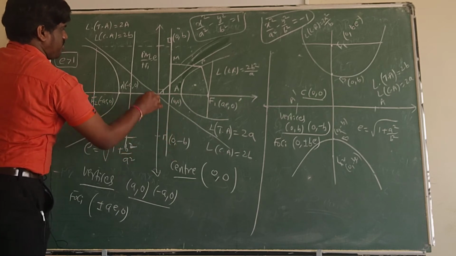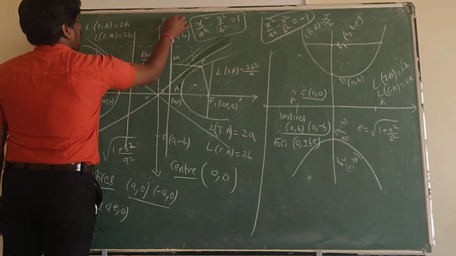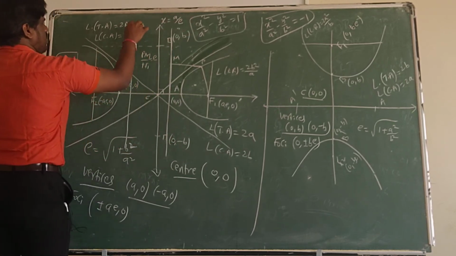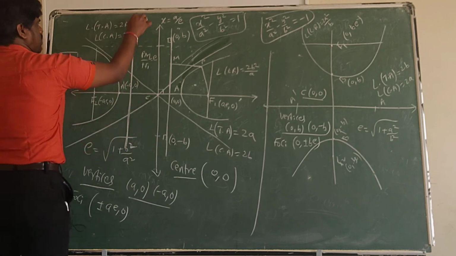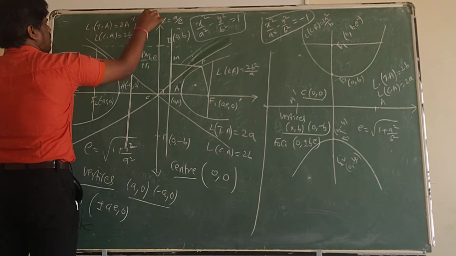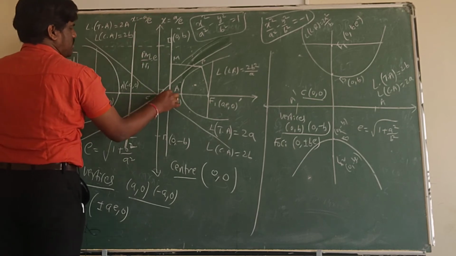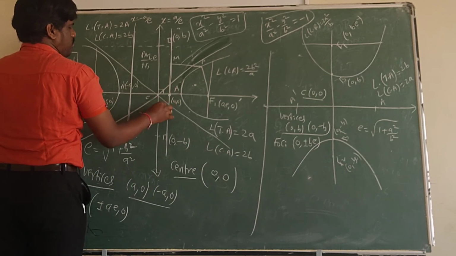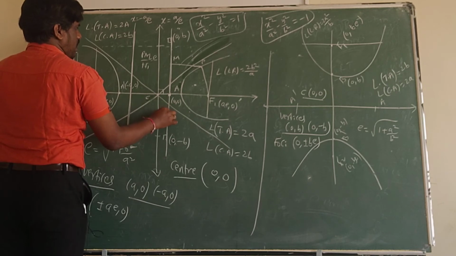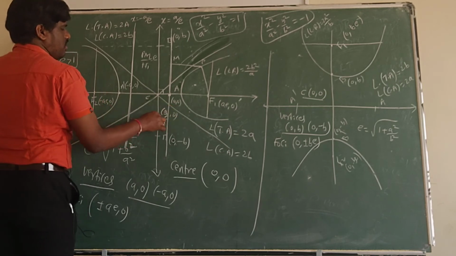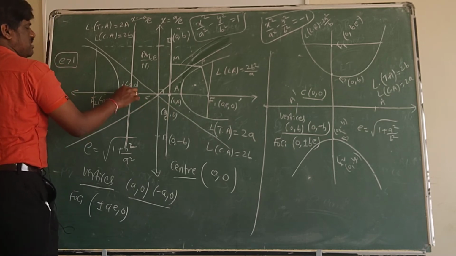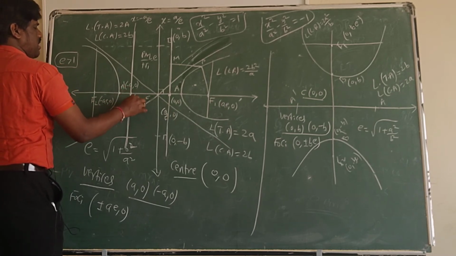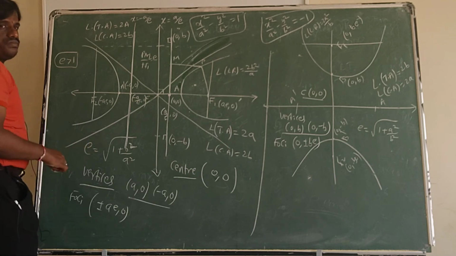Now what is the equation of the directrix? x is equal to a by e. In this case, what is the directrix? x is equal to minus a by e. And what is this point's name? This point is a by e comma 0. The vertex of the directrix is a by e comma 0, and here minus a by e comma 0.